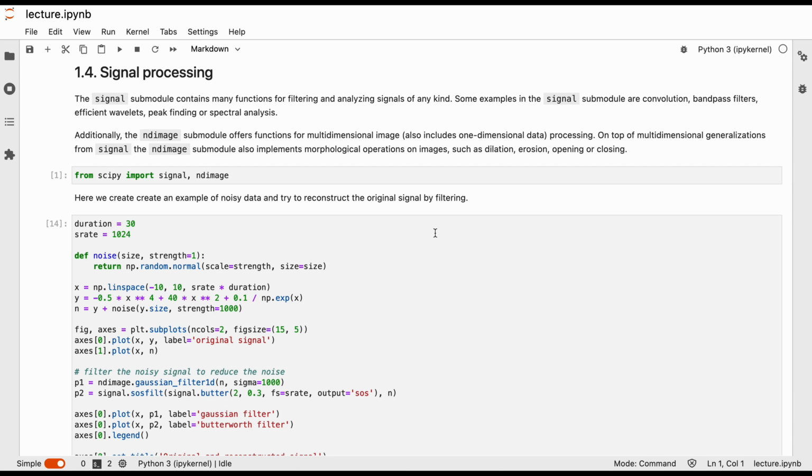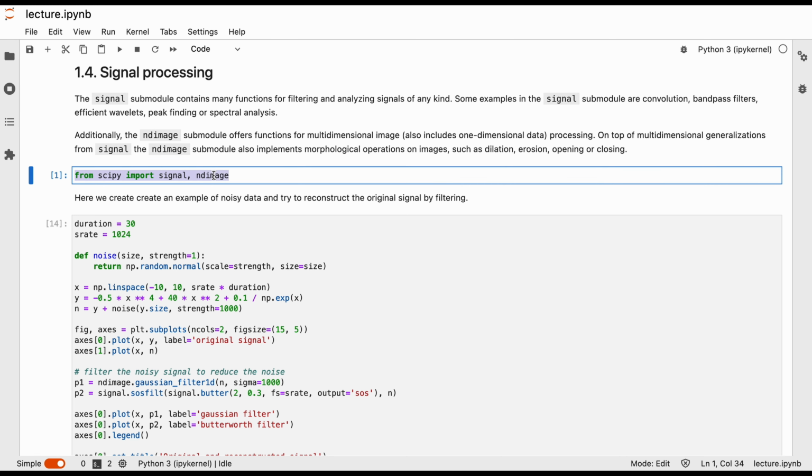In this video, we'll take a look at how we can process signals using the SciPy library. And from the SciPy library, we'll import two submodules. First the signal and then the ND image. The signal submodule offers us functions that we can use for filtering or analyzing any kind of signal. So for example, it allows us to perform convolutions or filter certain frequencies.